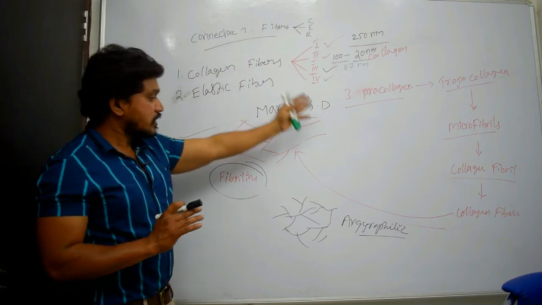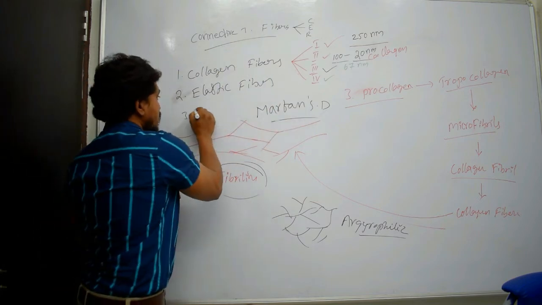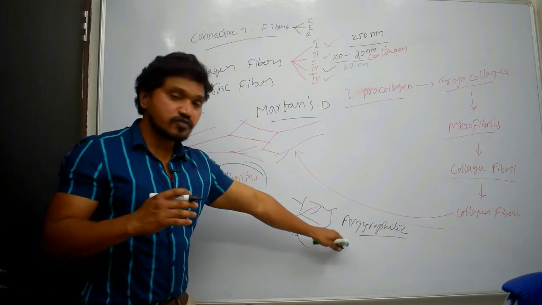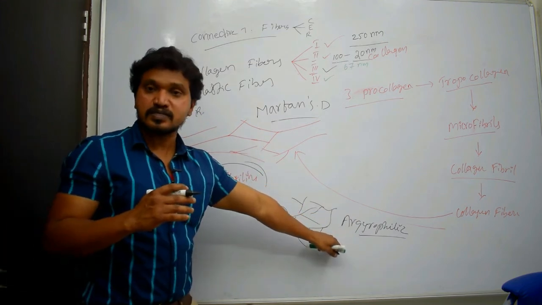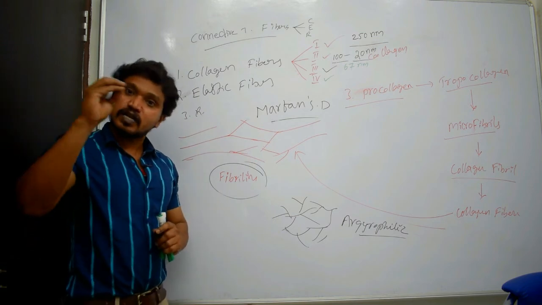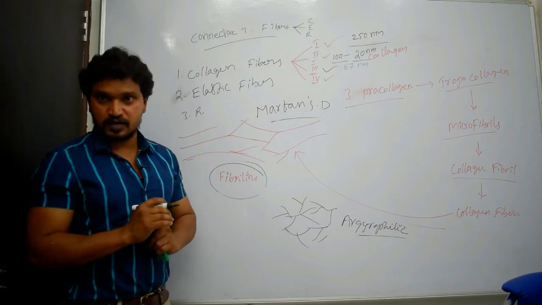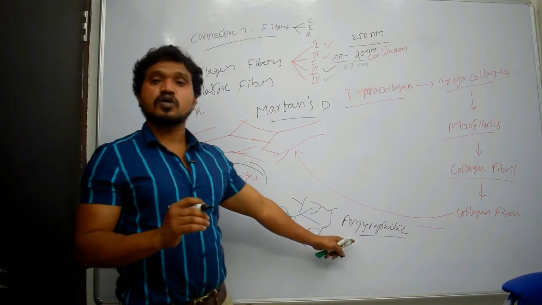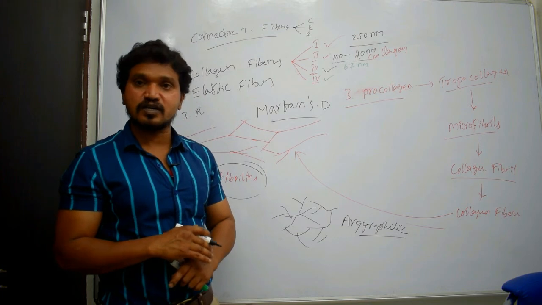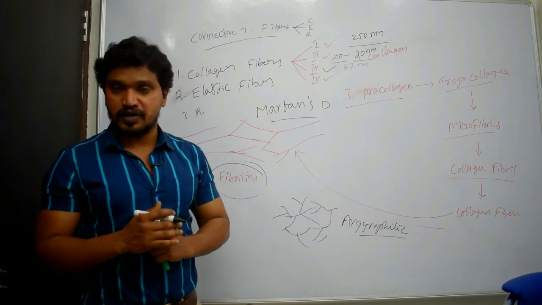Then the third one, reticular fibers. These are argyrophilic fibers, because if you treat reticular fibers with silver salts, they turn brownish in color. Because of that, we call them argyrophilic fibers. Why do they turn brownish? They contain more carbohydrates. Clear?